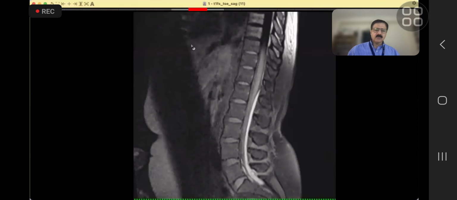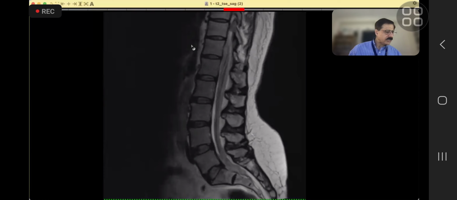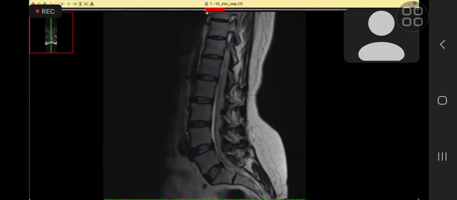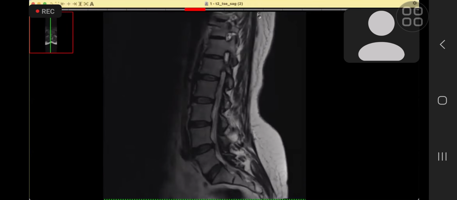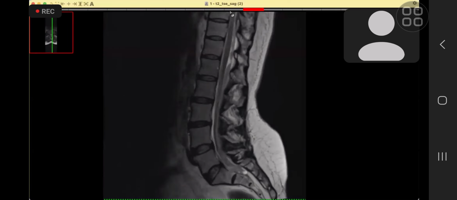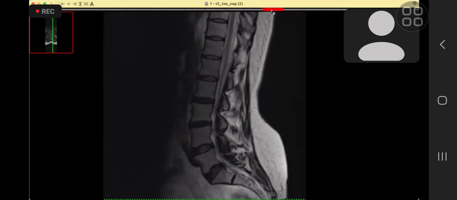Okay. Now we have your second case, a 58-year-old female with severe backache and sciatica. She presented to A&E. Rule out cauda equina. Over to you, 58 female. Sure. So I'm presented with a sagittal T2 sequence of an MRI lumbar spine. Just going to take a moment to review the images.